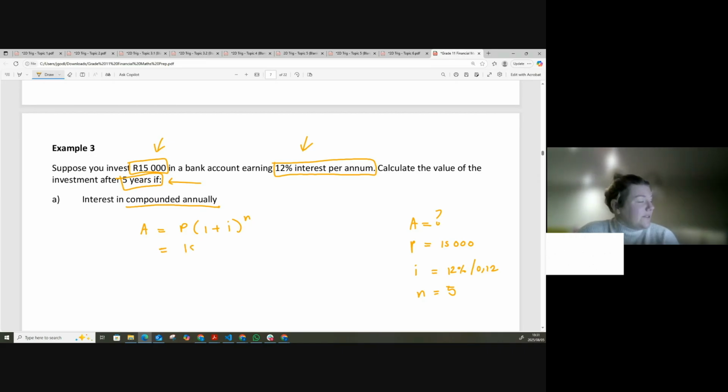So A is what we don't know. I'm just going to put those values straight in. We've got 15,000 times 1 plus 0.12 to the power of 5, and we get our beautiful answer. Don't forget your Rand sign: R26,453.13, so 26,453 Rand and 13 cents.